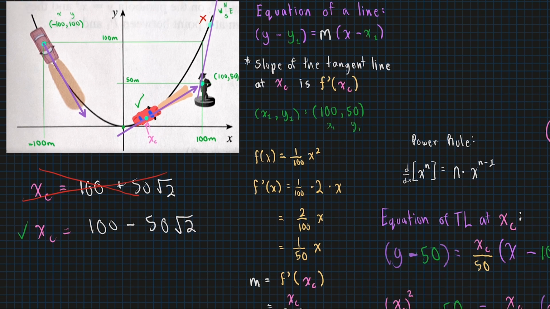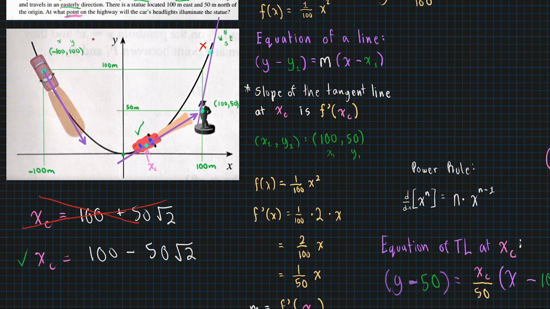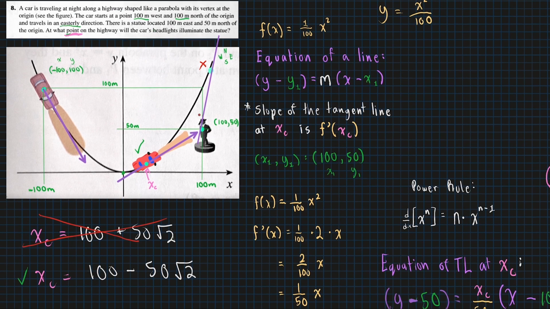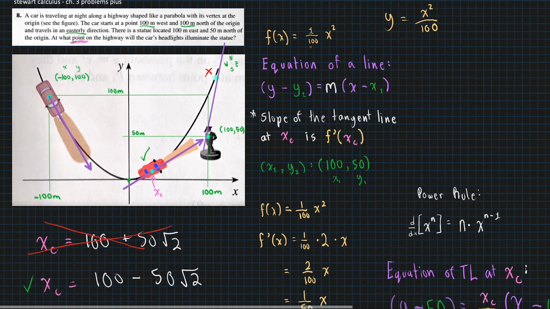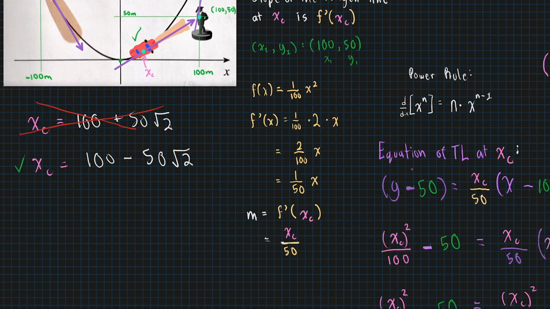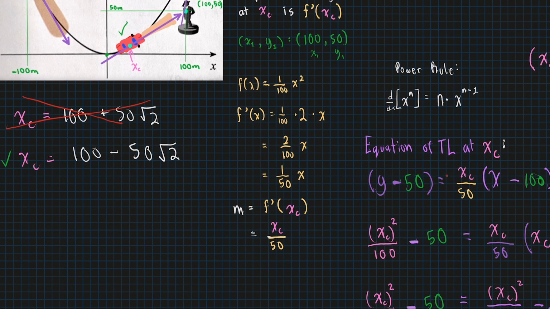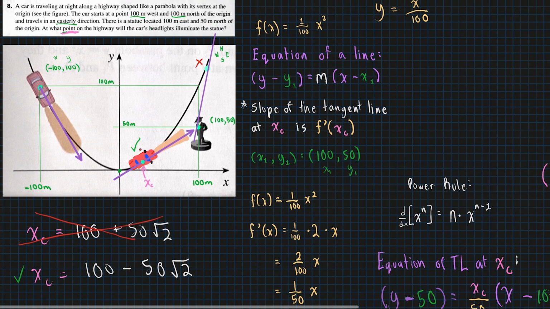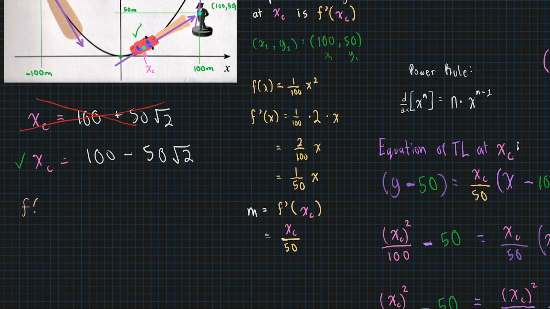Now there's one last point. It's asking for the point on the highway, right? Point means an x, y coordinate. So we don't have the y coordinate yet, but we can find it. We have this equation here that can give us that. Or we could also use this equation right here, but it's a little more complicated. So I think it's easier to use our f of x. Why? Because this point is on the tangent line, x sub c, but it's also on a parabola. So we can use either equation. So we are finding f of x at x sub c.